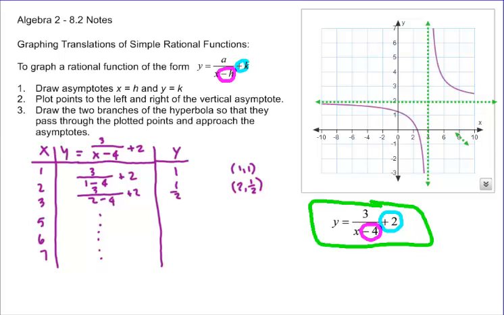So notice though it has the exact same shape as 1 over x. And that's the key thing. All these shapes are going to be the same.